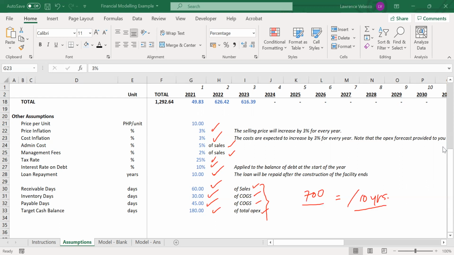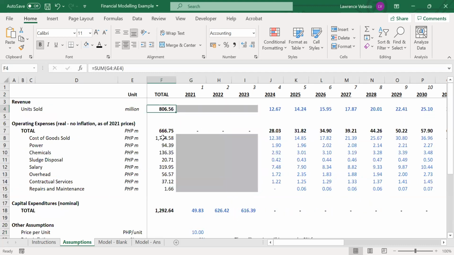So those are the assumptions of the financial forecast that we have to do. Okay. So if you notice, one of the financial modeling norms that I employ here is the blue font versus the black font. This is my personal style.